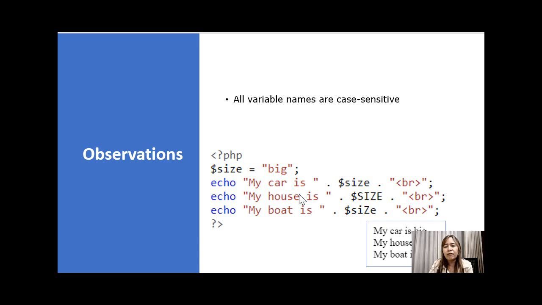The same goes for the third echo statement, wherein the letter Z is in capital letters. This is definitely not the same variable as what you have declared here with an initial value of big. So that's why my both is does not have any output as far as the value of size is concerned. So yeah, all variable names are case sensitive.